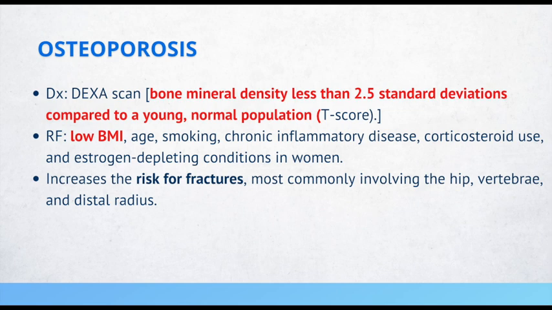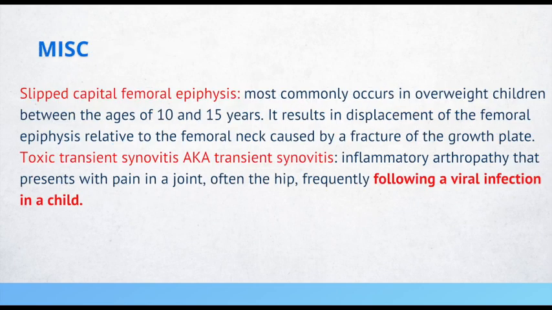Slipped capital femoral epiphysis, or SCFE, most commonly occurs in overweight children between the ages of 10 and 15 years. It results in a displacement of the femoral epiphysis relative to the femoral neck caused by a fracture of the growth plate. Another condition to know is toxic synovitis or transient synovitis. This is an inflammatory arthropathy that presents with pain in a joint, often the hip, frequently following a viral infection in a child.